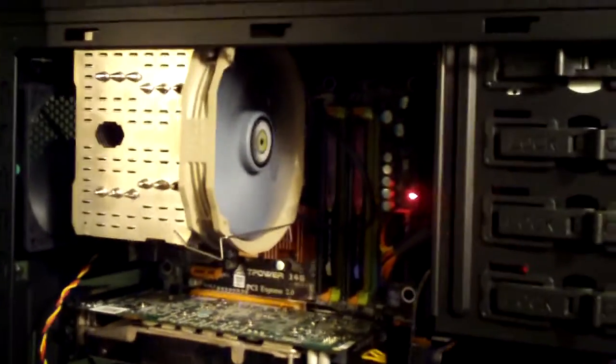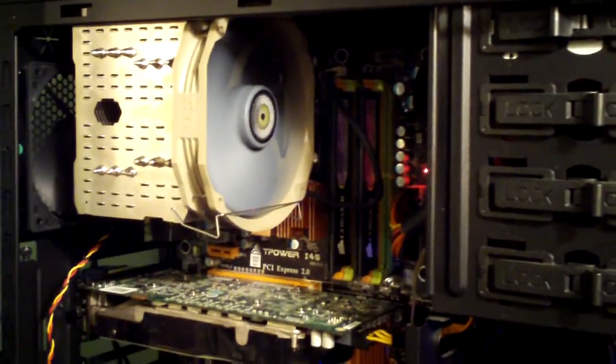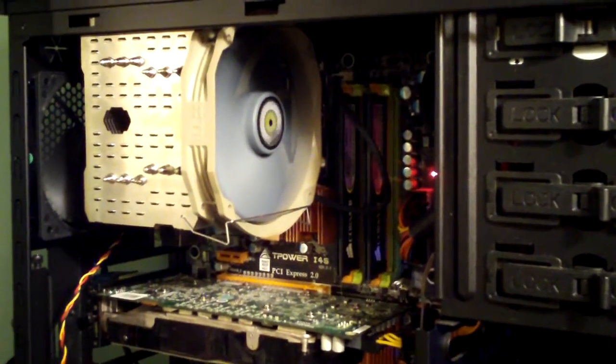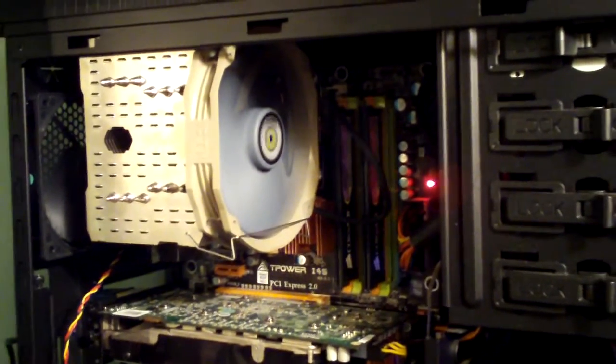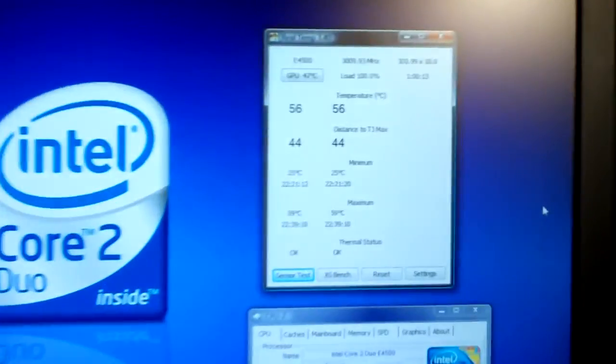and before anybody comments on it, I realized that I put the fan on backwards. I was in a hurry, and that's how it ended up, but it's securely mounted, you can be sure of that. Now let's look at our temperatures here.